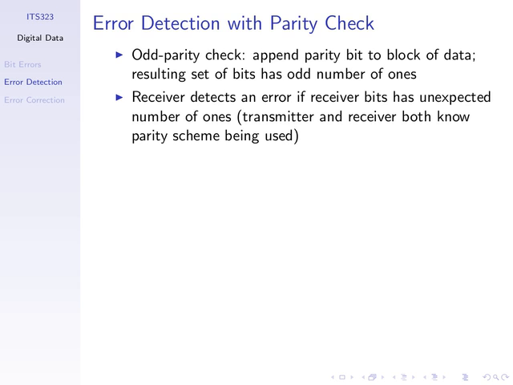So the parity check is just one simple example, but it's not very effective. If we have multiple bit errors, it will not detect them. So there are other schemes to try to detect what happens if there are 2 bits in error. Can we detect that? Any questions on the parity check before we move on?